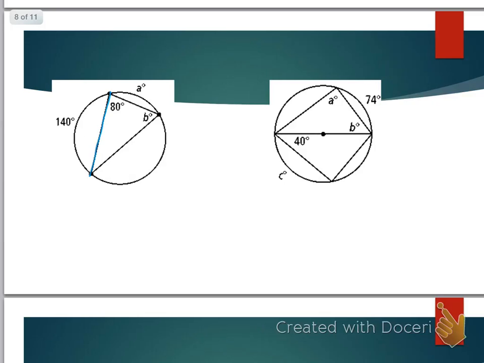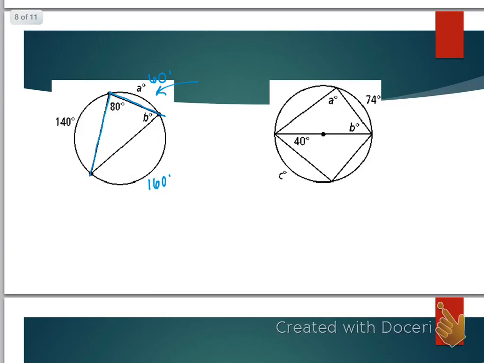Okay, first off we can find this arc. So if I double 80, I get 160. I can find the last missing arc. So if I do 140 plus 160, I get 300. So 360 minus 300, A is going to be 60.